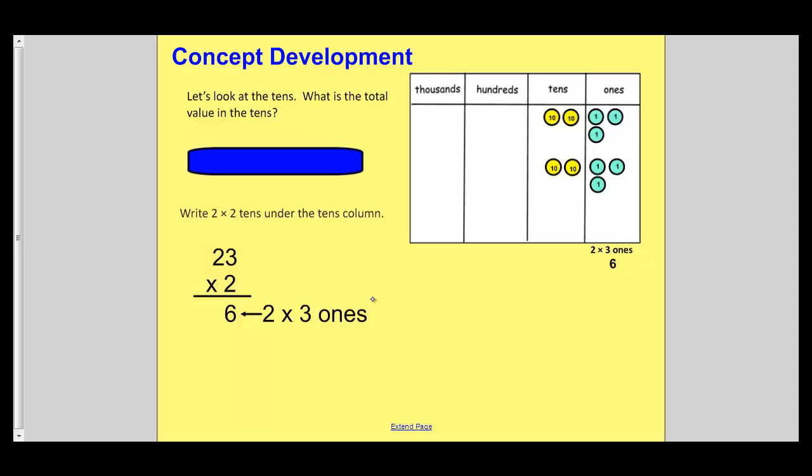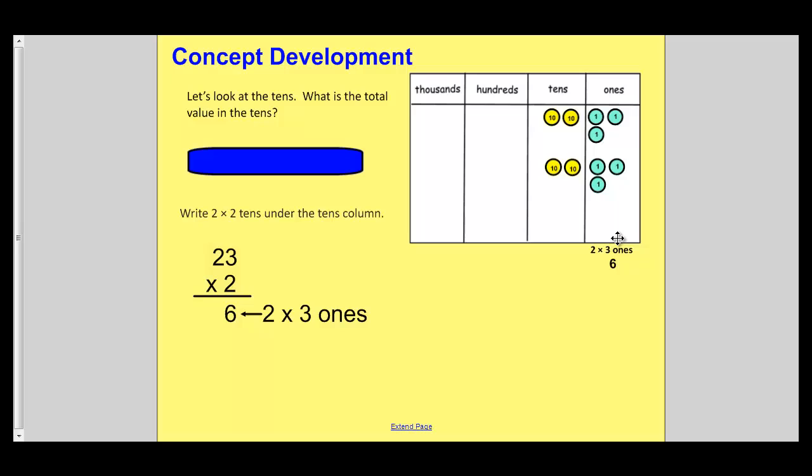Right? Now, let's take a look at the tens. I'm sorry, if I have not already told you, I want you to go ahead and use the standard algorithm over to the side of your place value chart, and copy what we've done so far. 23 times 2, and this goes in the ones place, and I want you to draw this little arrow, 2 times 3 ones. This is where the ones go when you multiply a 2-digit number times a 1-digit number.